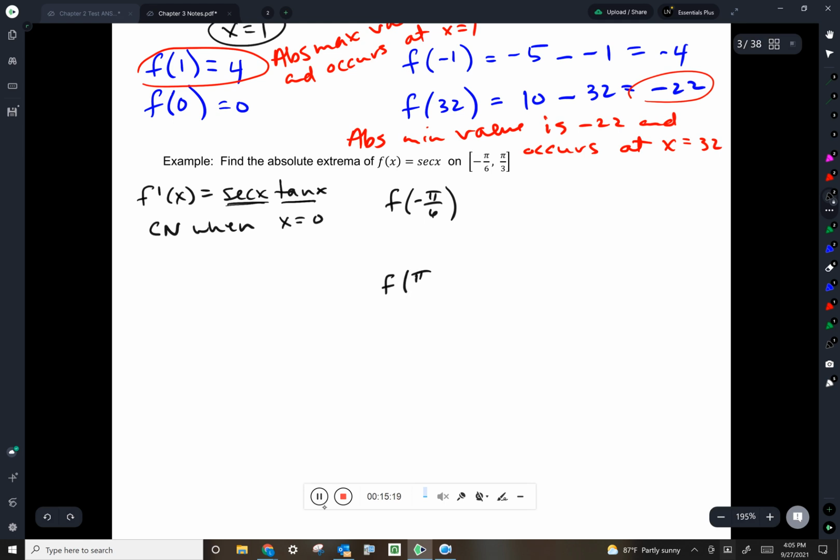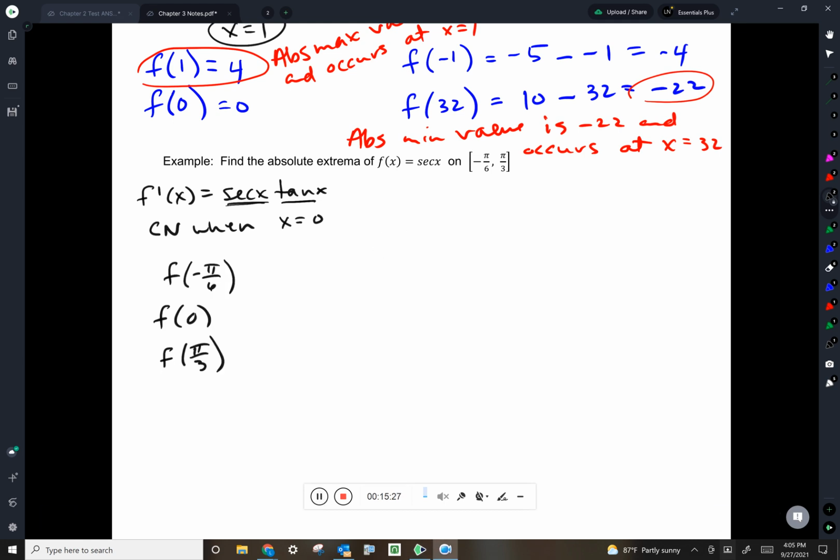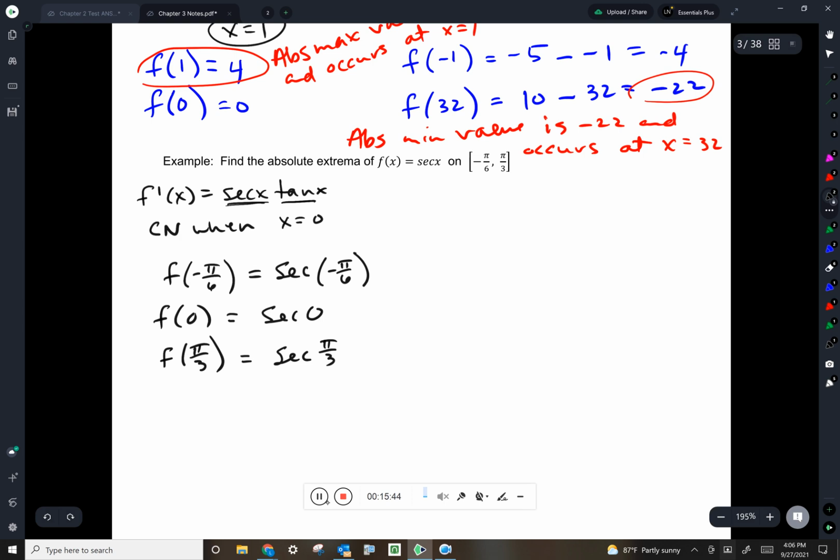Okay, so step 2, evaluate the original function at the endpoints, so negative pi over 6 and pi over 3, but also at the critical number, right? So f of 0. Okay, so I'm going to plug pi over 6 into the original, so secant of negative pi over 6. This would be secant of 0. This would be secant of pi over 3. All right.